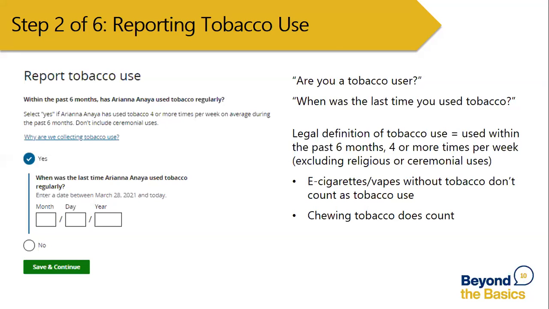And at that point in time, if it's yes, you will need to indicate the last time that they used tobacco. I think keep in mind, you can be very literal with the definition here of tobacco use. Chewing tobacco, as an example, is literally tobacco and thus counts as tobacco use. Whereas if someone is an e-cigarette or vape user, if what they're vaping contains tobacco, that is a tobacco user. But if it does not, that is not currently considered tobacco use.